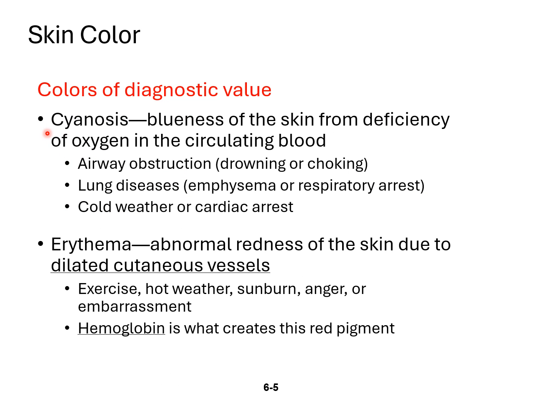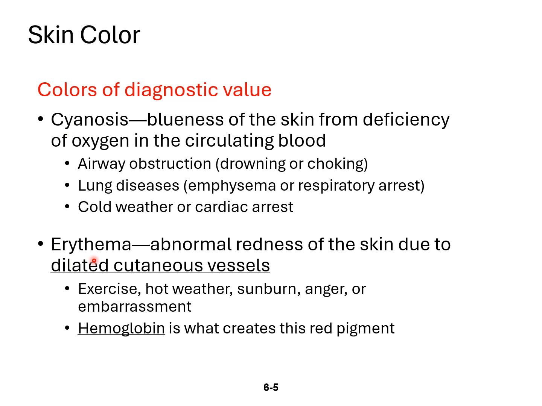Another thing to look at. Blue. Blueness means lack of oxygen. If you have a lack of oxygen in circulating blood, it can mean that they're choking or drowning by an obstructed airway. They might have emphysema or respiratory arrest and lung disease. Or it might just be cold. Because if you're cold, your blood is going to be shunted to the core part of your body, and it's going to be shunted away from the skin because it wants to keep the blood warm. So your tissues on the outside, your skin, will start turning blue. Also, if your heart's not beating, you will also have lack of oxygen, so your skin will turn blue.